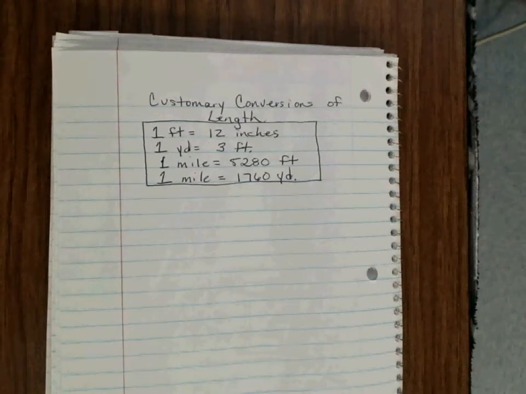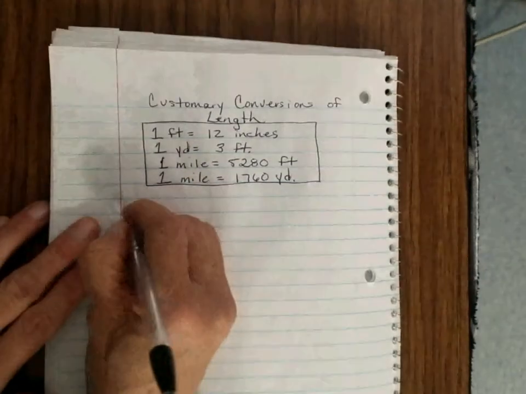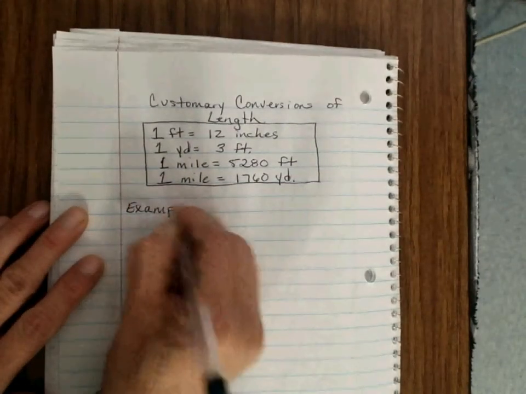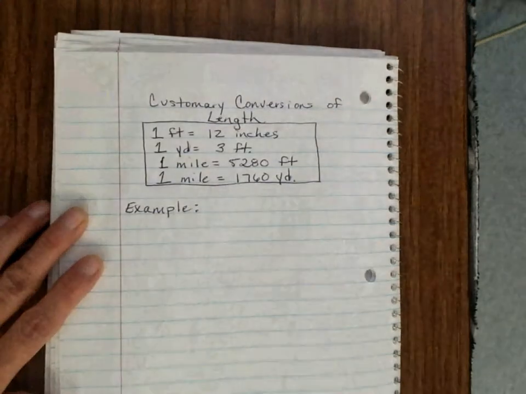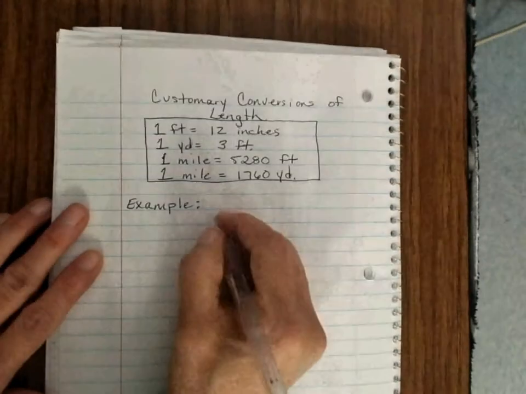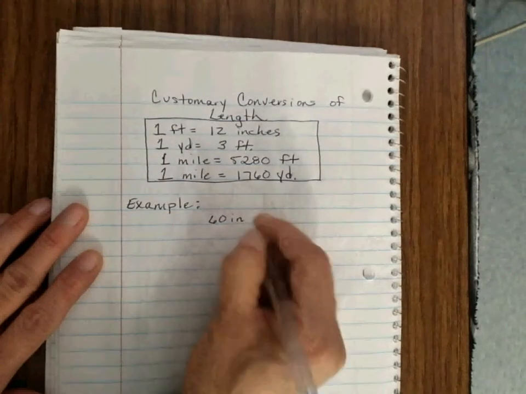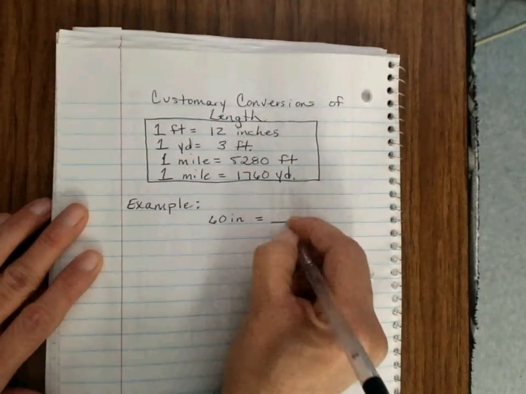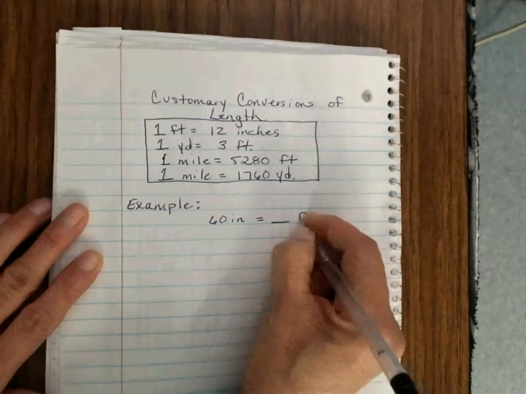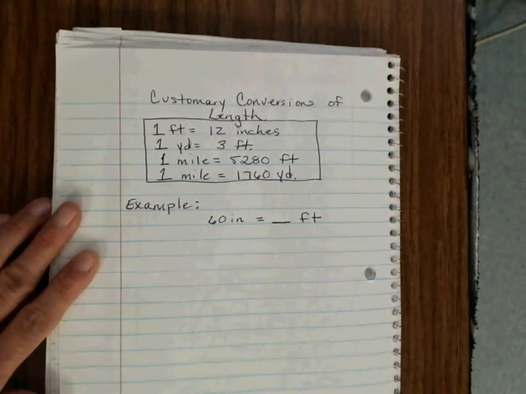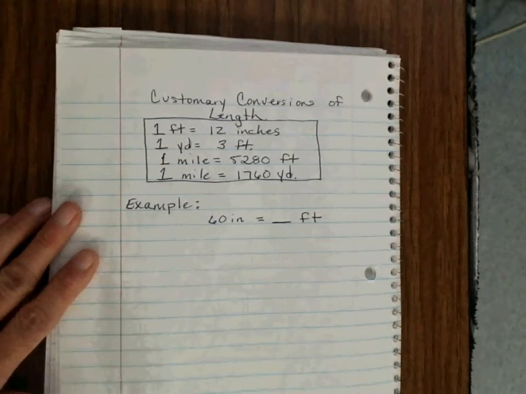Now, we're going to do these conversions using a T-chart. Get in the habit, get in the practice of using this T-chart, and every time you will do just fine with this. Okay, so for example, if I wanted to know 60 inches equals how many feet? I need to know how many feet are in 60 inches. Well, first I'm going to make a T-chart.